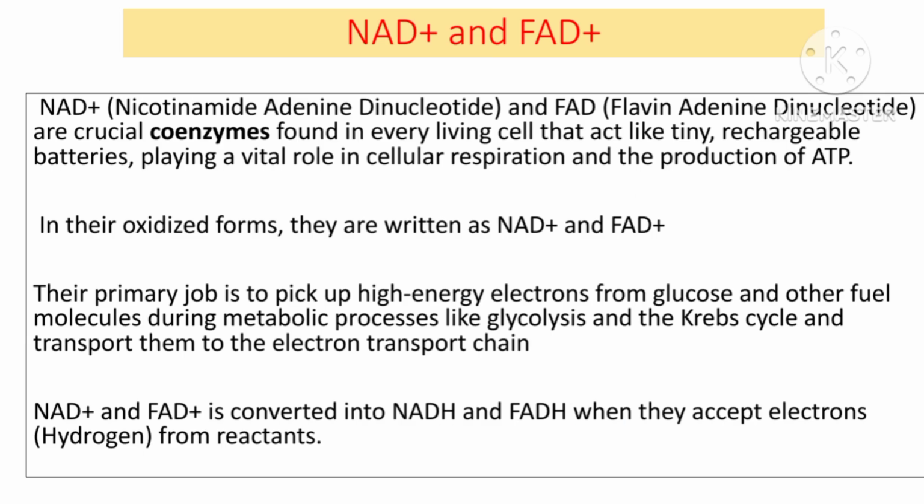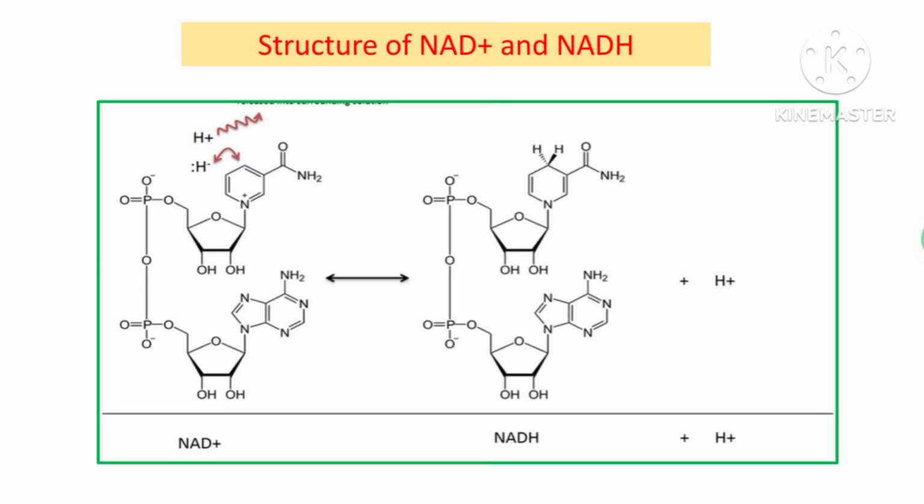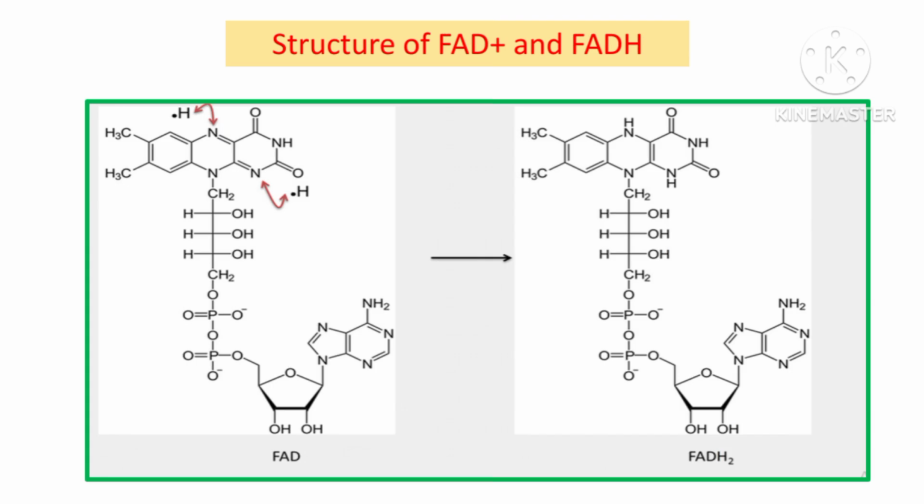NAD plus and FAD plus are coenzymes; they are like rechargeable batteries which are ultimately converted into ATP in the electron transport chain. This is the structure of NAD plus and NADH. NAD plus is converted into NADH as it accepts one hydrogen from the substrate. Like NAD plus, FAD plus also gets converted into FADH.